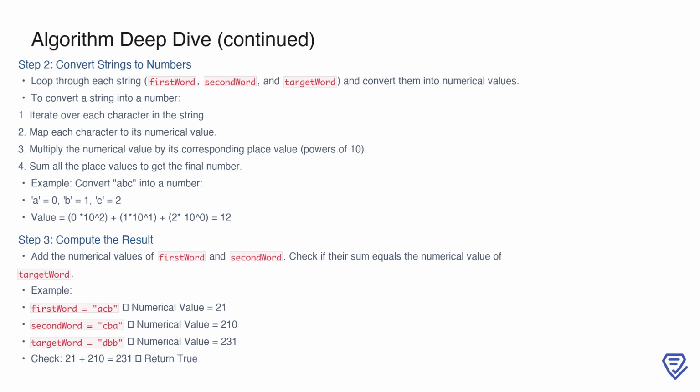Once the strings first word, second word, and target word are converted into numbers, the next step is to add the numerical values of first word and second word, and compare the result to the numerical value of target word. If they are equal, we return true. For example, if first word is ACB with a value of 21, second word is CBA with a value of 210, and target word is DBB with a value of 231, we check if 21 plus 210 equals 231, which it does, so the result would be true.